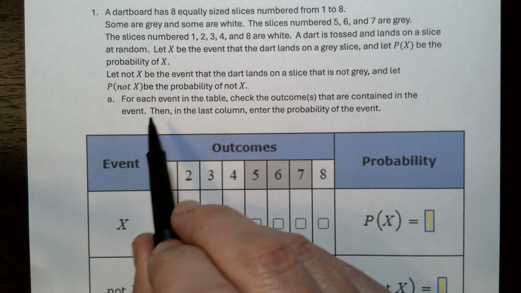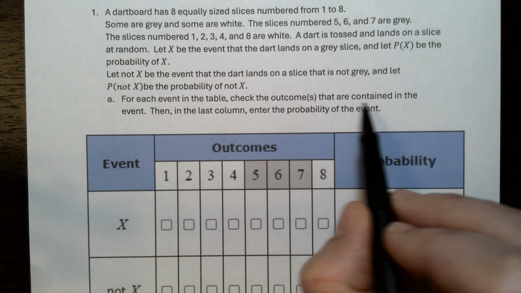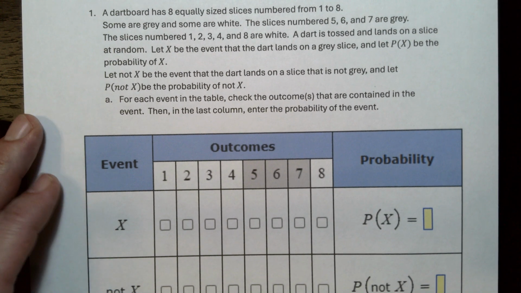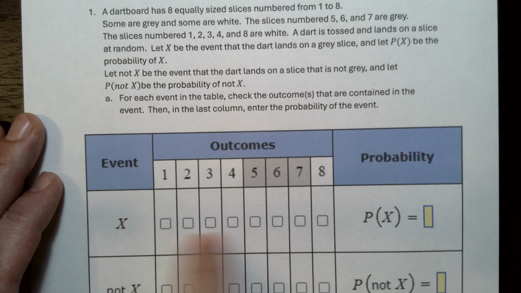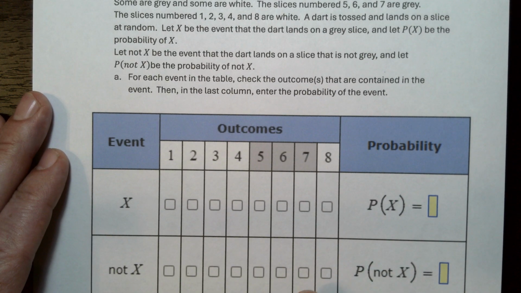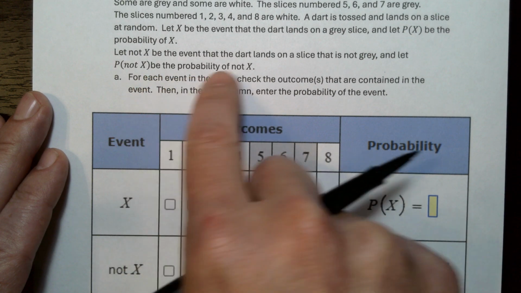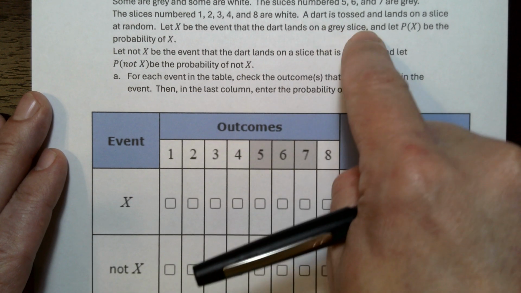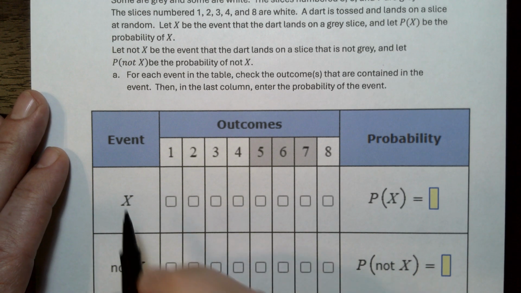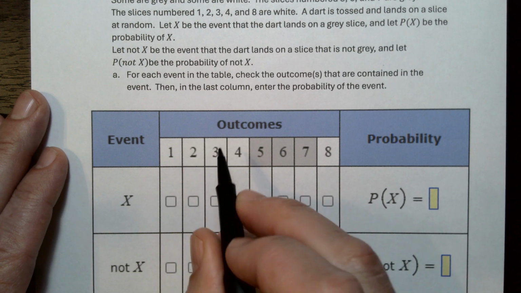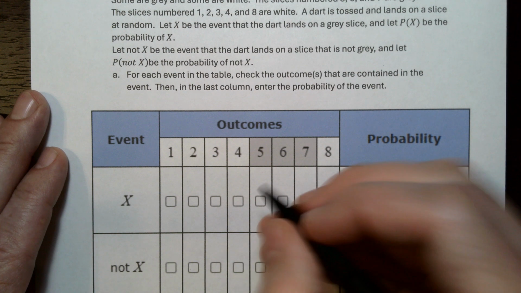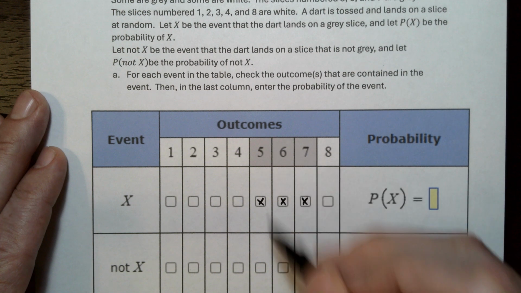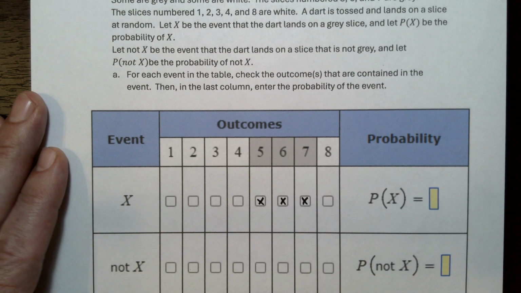Okay. For each event in the table, check the outcomes that are contained in the event. Then in the last column, enter the probability of the event. Okay, so let's go back because we're trying to fill in this table here. What is the event? So the event is right here. Let X be the event that a dart lands on a gray slice. So that means the event happened here, here, and here, and not on the others. So this is the event that a dart hit a gray slice.